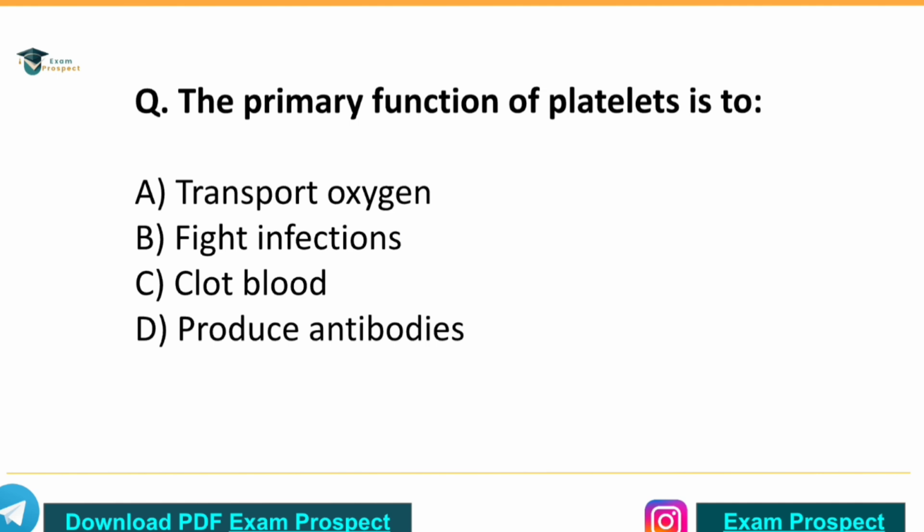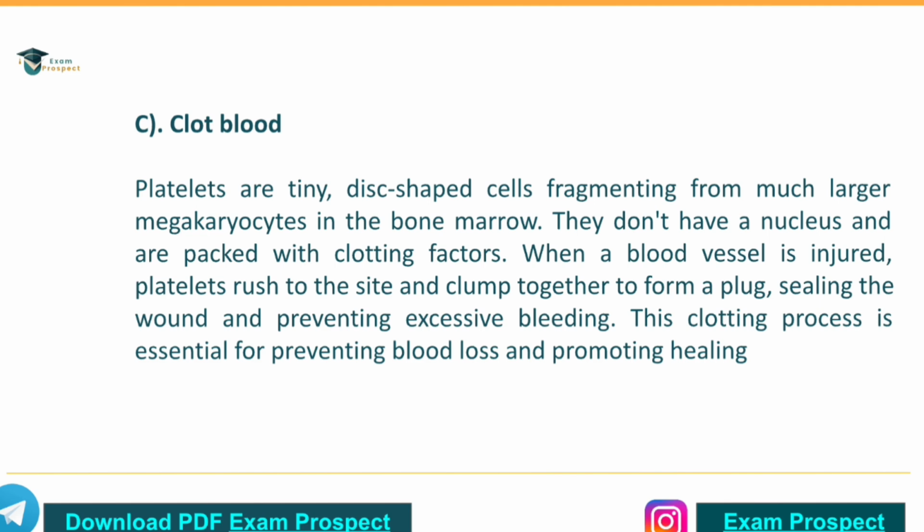Next question. The primary function of platelets is to? Correct answer is option C, clot blood. Platelets are tiny, disc-shaped cell fragments from much larger megakaryocytes in the bone marrow. They don't have a nucleus and are packed with clotting factors. When a blood vessel is injured, platelets rush to the site and clump together to form a plug, sealing the wound and preventing excessive bleeding. And this clotting process is essential for preventing blood loss and promoting healing.